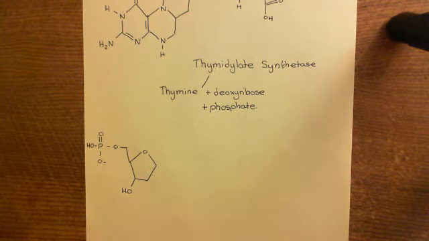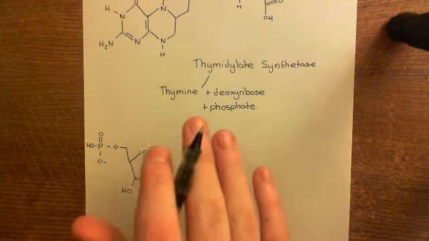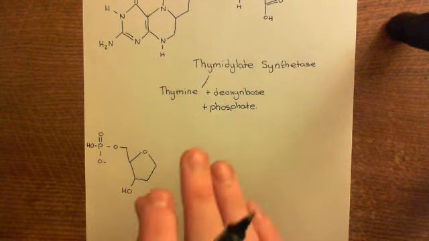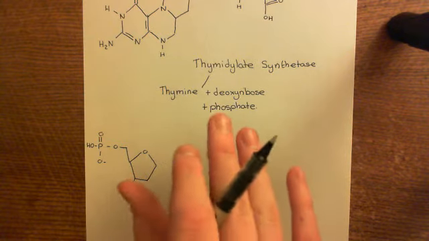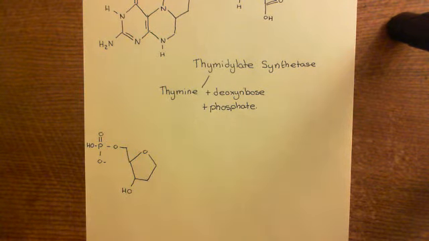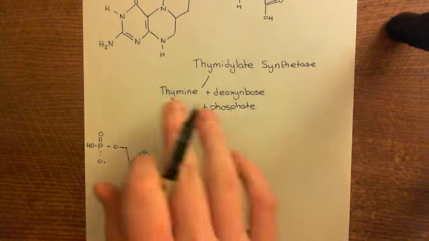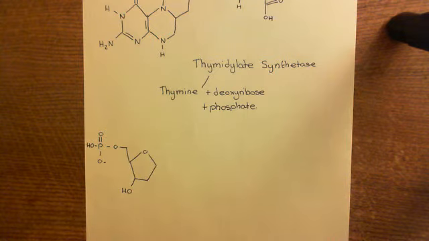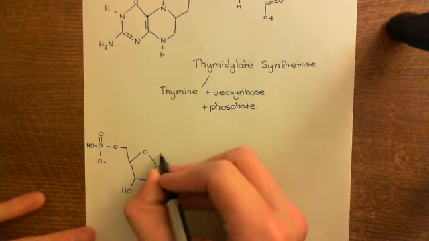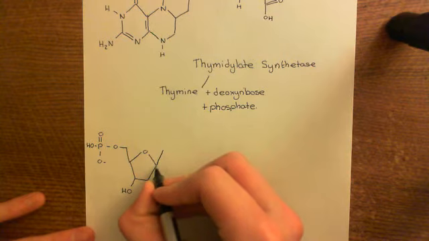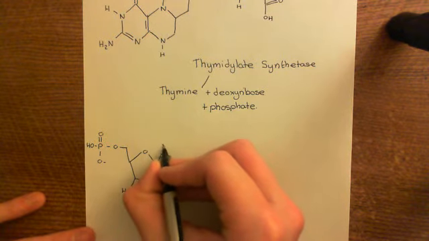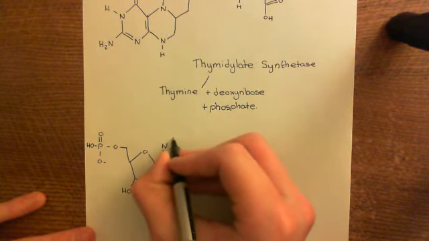Now thymidylate is the DNA nucleotide for thymine, and that makes sense because if you remember back to your basic central dogma of biology, there is no thymine in RNA, so you would not want thymine linked to ribose. So it's always going to be about deoxyribose because thymine is reserved for DNA. Then this 1st carbon here is linked to the actual thymine organic base here.